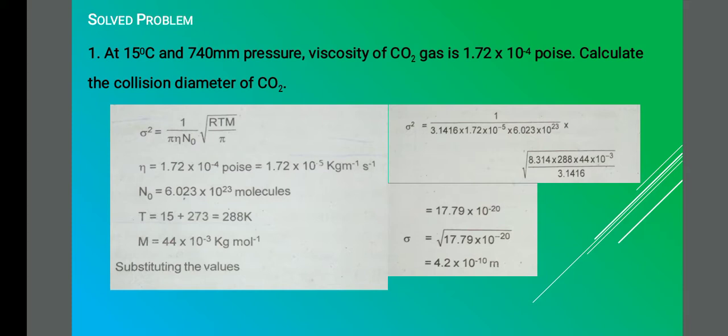And last, we have seen the importance of viscosity measurement. The main importance is that it is used to calculate the collision diameter, and the equation is called Chapman's equation. Based on Chapman's equation, we have seen a problem. Okay, thank you for listening. Continue studying. Thank you, ma.